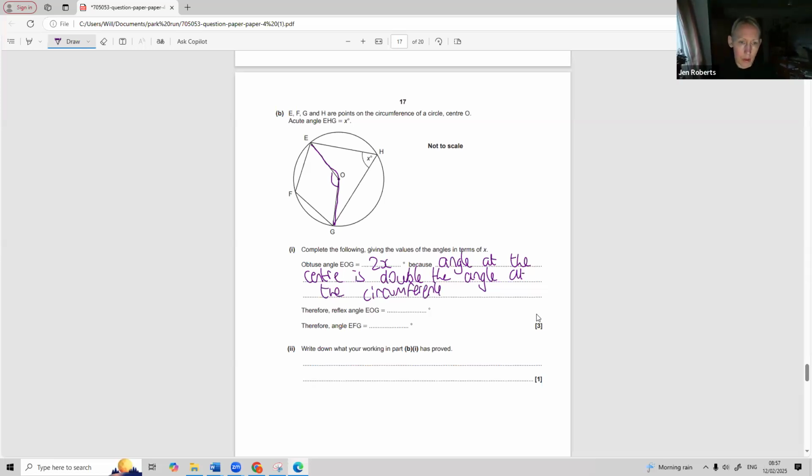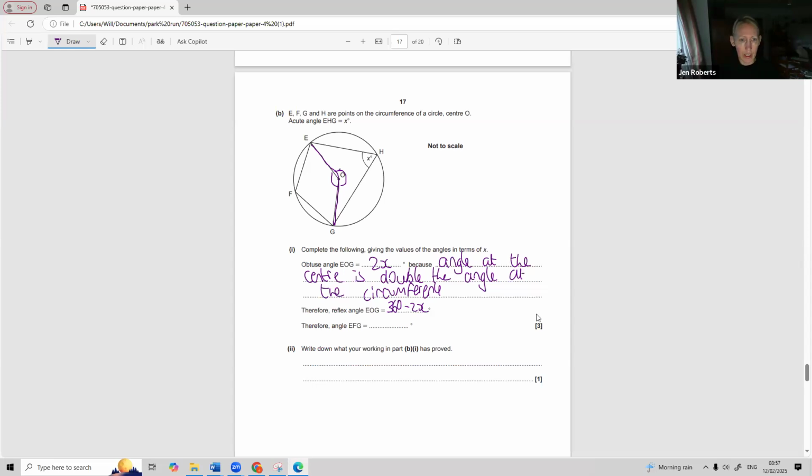The reflex angle EOG. So this is the reflex angle here because it's bigger than 180. So if that angle is 2x, this angle is 360 minus 2x, isn't it? Because angles round a point add up to 360.